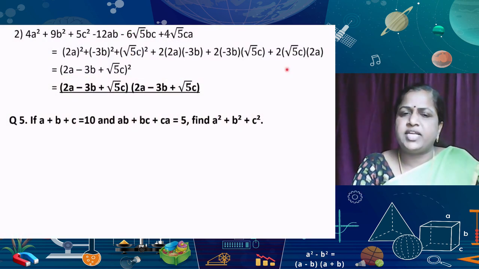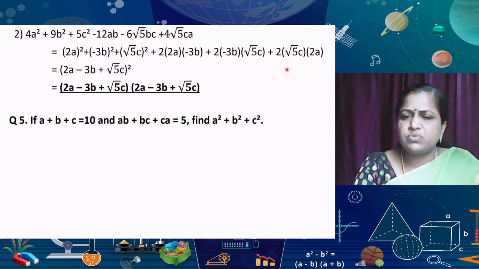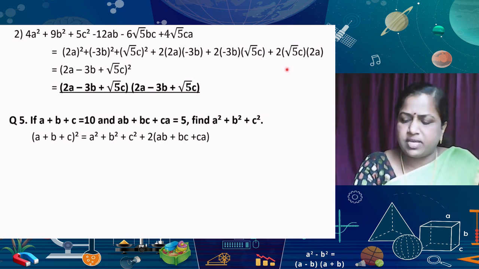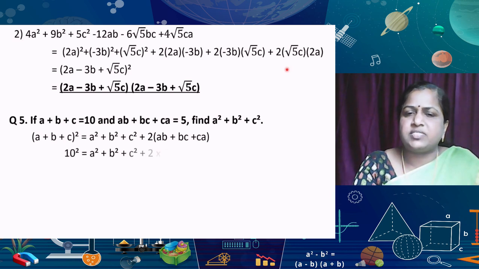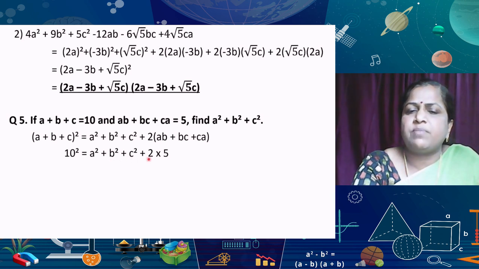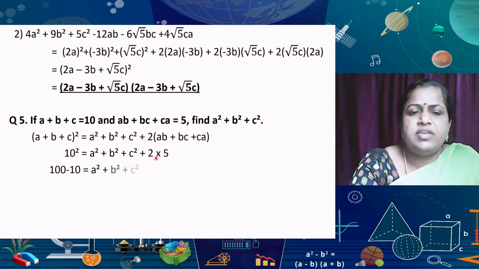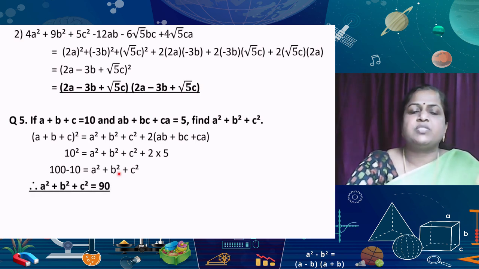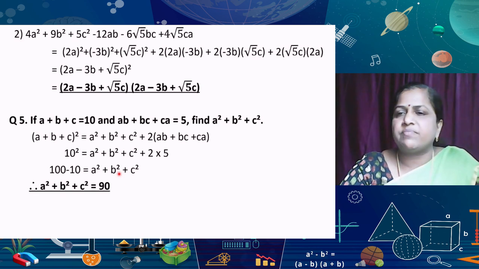So the next question is, if a plus b plus c equals 10 and ab plus bc plus ca equals 5, find a square plus b square plus c square. Here also we can use the identity: a plus b plus c the whole square equals a square plus b square plus c square plus 2 into ab plus bc plus ca. Substituting the values, we get 10 square equals a square plus b square plus c square plus 2 into 5. When we take the numbers to one side, 10 square is 100, minus 10 is a square plus b square plus c square. So the value of a square plus b square plus c square equals 90.